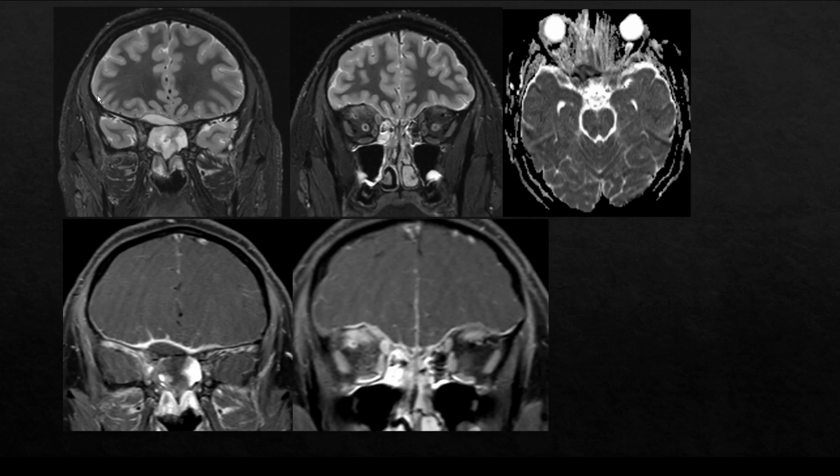Here we have coronal T2, ADC, post-contrast coronal T1, fat saturation. Again, we see this epidural collection along the planum sphenoidale. We can see the abnormal edema within the right orbit. The collection restricts diffusion, and there is associated abnormal pachymeningeal enhancement.